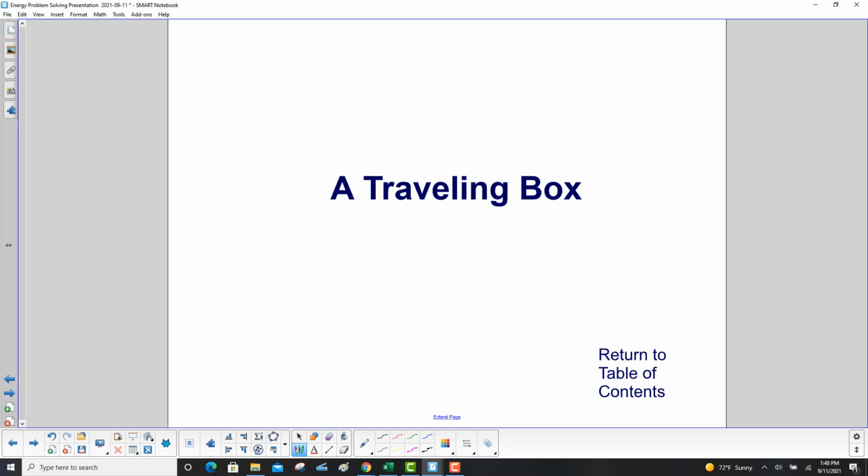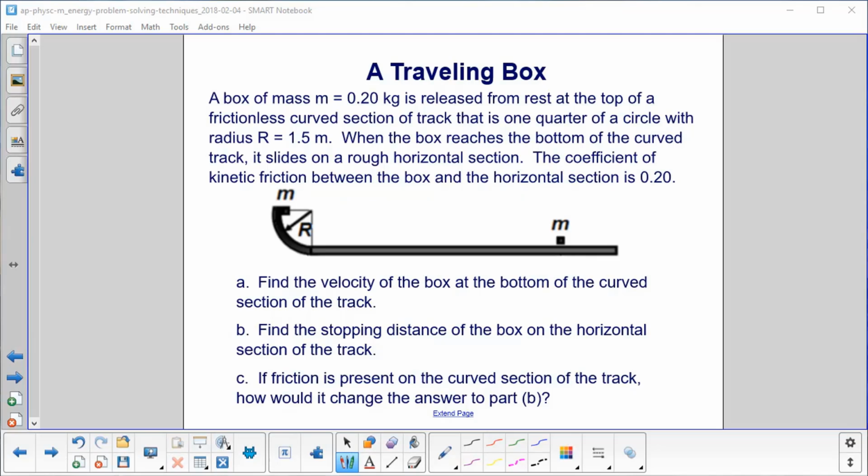A traveling box. A box of mass 0.20 kilograms is released from rest at the top of a frictionless curved section of track that is 1/4 of a circle. And where is that on the picture? That's right over here. It has a radius of 1.5 meters.